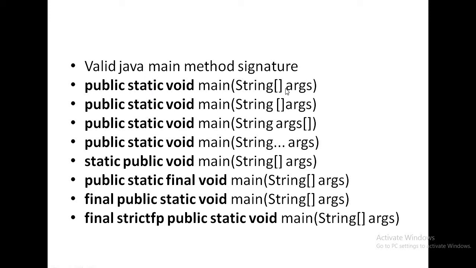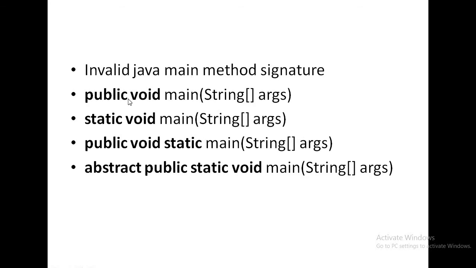Public static void main String args, in any way you can write, String... args is also correct. Static public void main String args. Public static final void main you can write. We will discuss what the meaning of final is. Final public static void main you also can write. Final strictfp public static void main String args. All these are correct in Java. But what is the meaning of final strictfp? We will discuss in the coming classes. In any way you can write the main method, but the simple thing is public static void main String args.